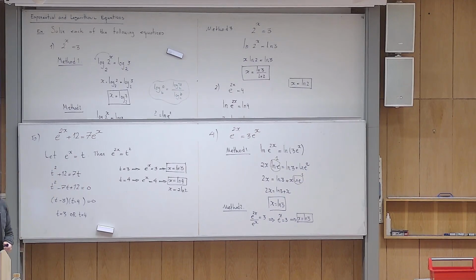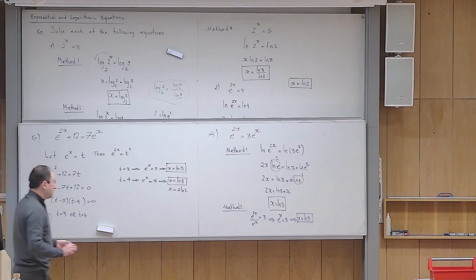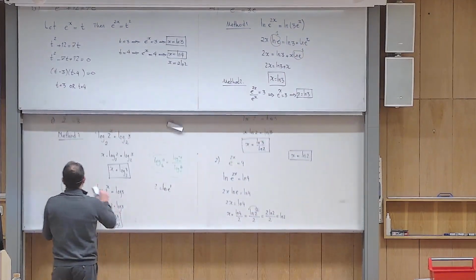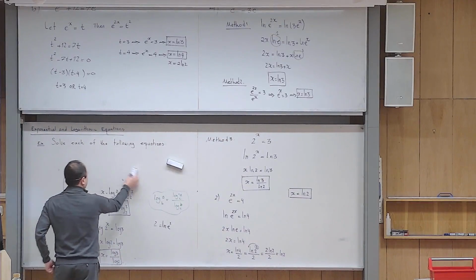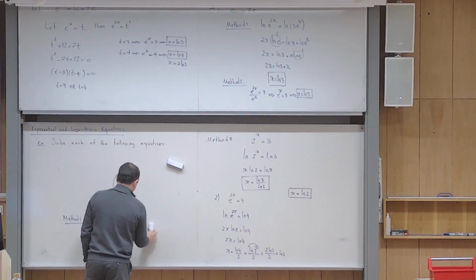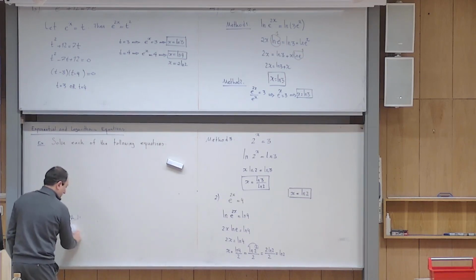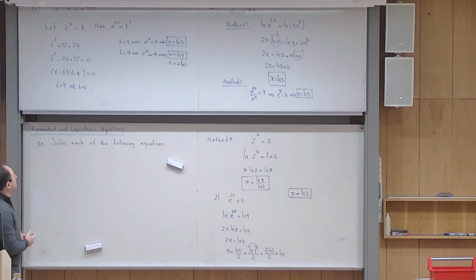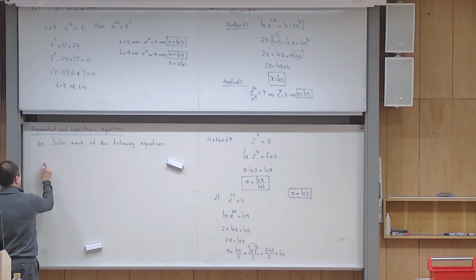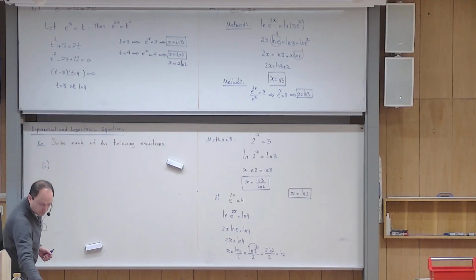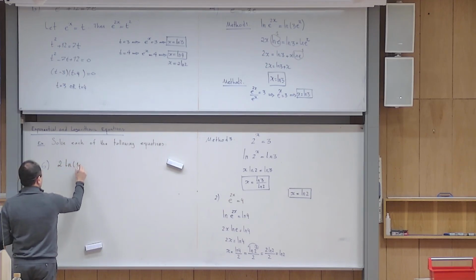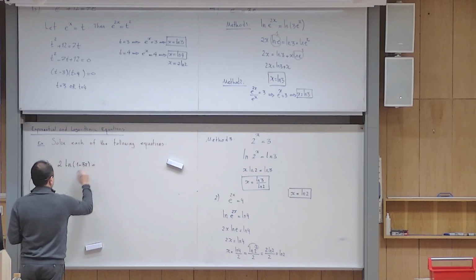Let us also do some examples on logarithmic equations. Sorry. Okay, so this was number 5. Number 6. Okay, let me write this: 2 ln of (1 minus 3x) is 4.